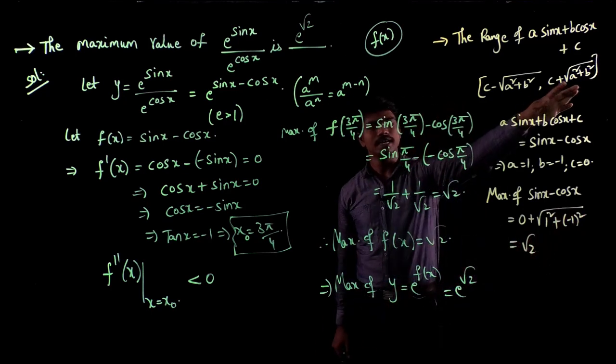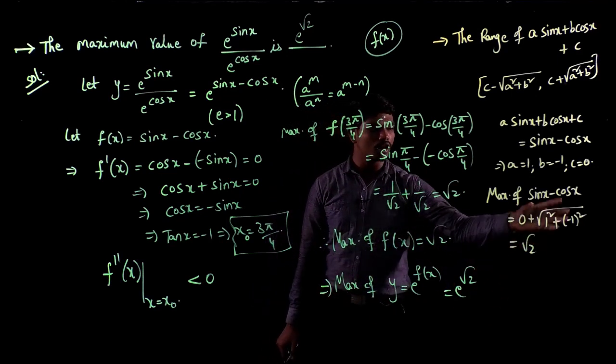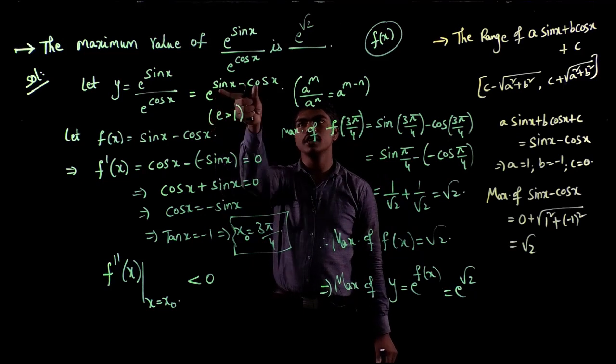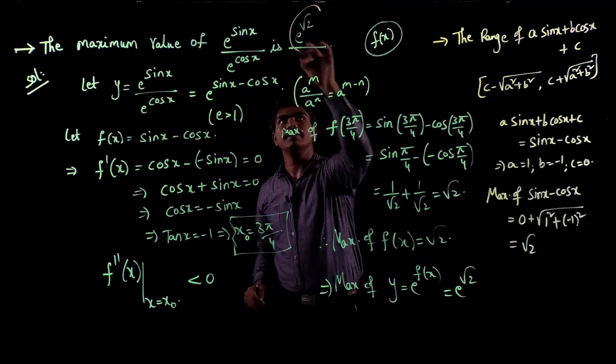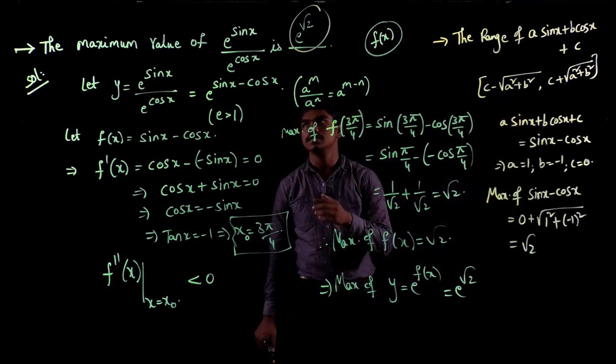So if you know this particular analysis, then instead of doing complete differentiation and all, you can directly get the maximum value of this sin x minus cos x. So you can directly put e power root 2 here itself, which will be the same as this quantity. Understood? So this is one short way that you could answer this question, which actually came in GATE.